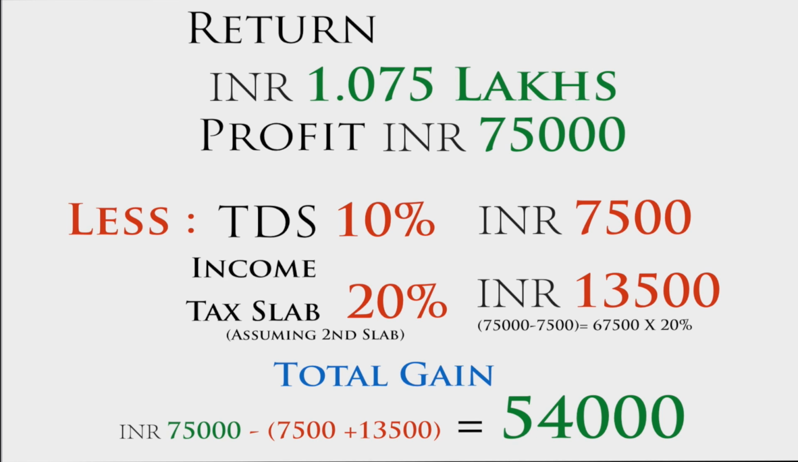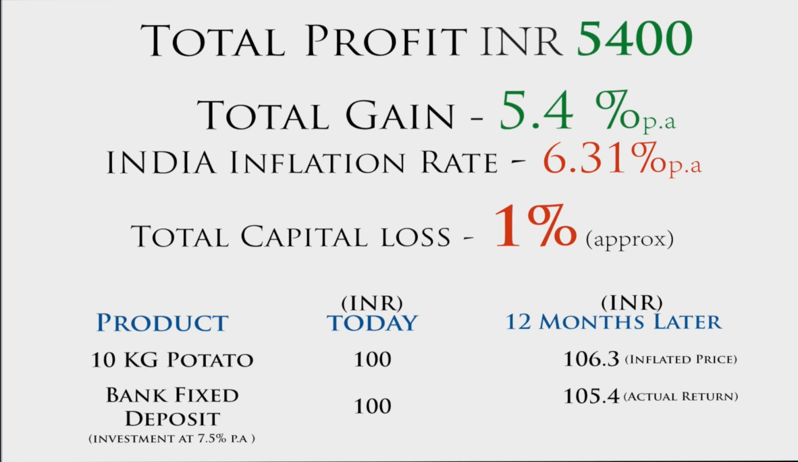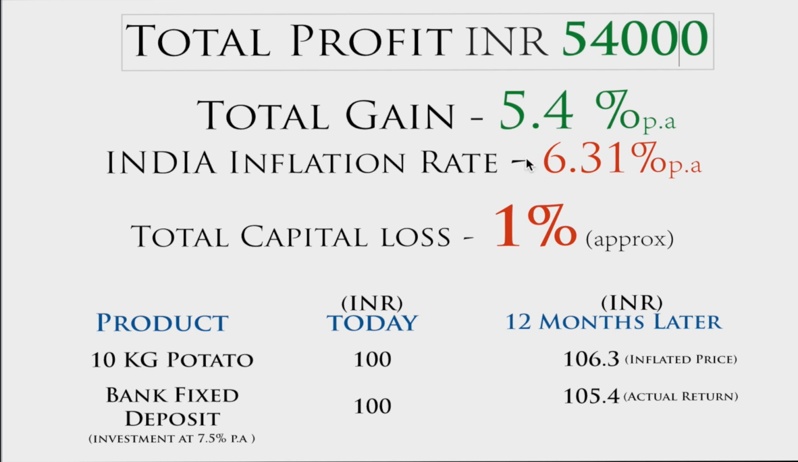Right? Now let me talk to you about inflation. Since you made a profit of only 54,000, your total gain is only 5.4% per annum. The Indian inflation rate as of July 2016 is 6.31%. So overall, you're making a total capital loss of 1%, which is extremely bad.